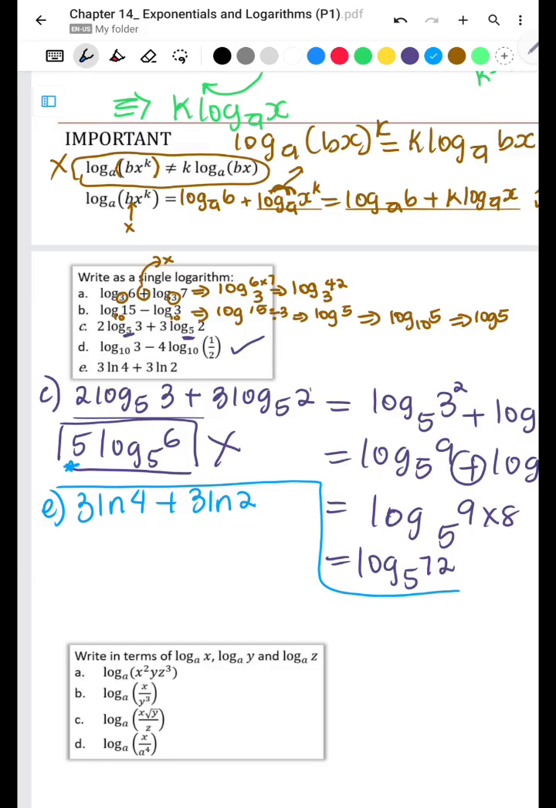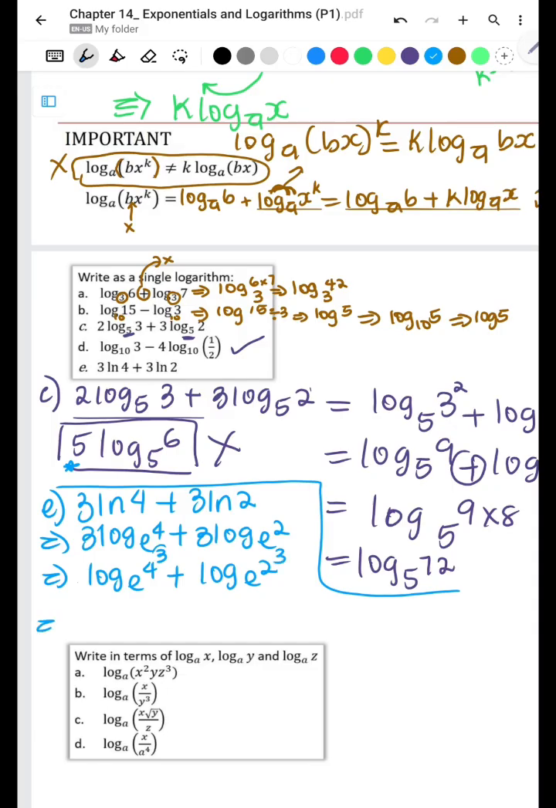With this, I can even change my natural log to log base e to make it look more like a logarithm on its own. So now we're saying 3 log base e of 4 plus 3 log base e of 2. So this is saying log base e of 4 to the power of 3, plus log base e of 2 cubed. 4 to the power of 3 is 4 times 4, 16 times 4 is 64. So that gives me log base e of 64 plus log base e.